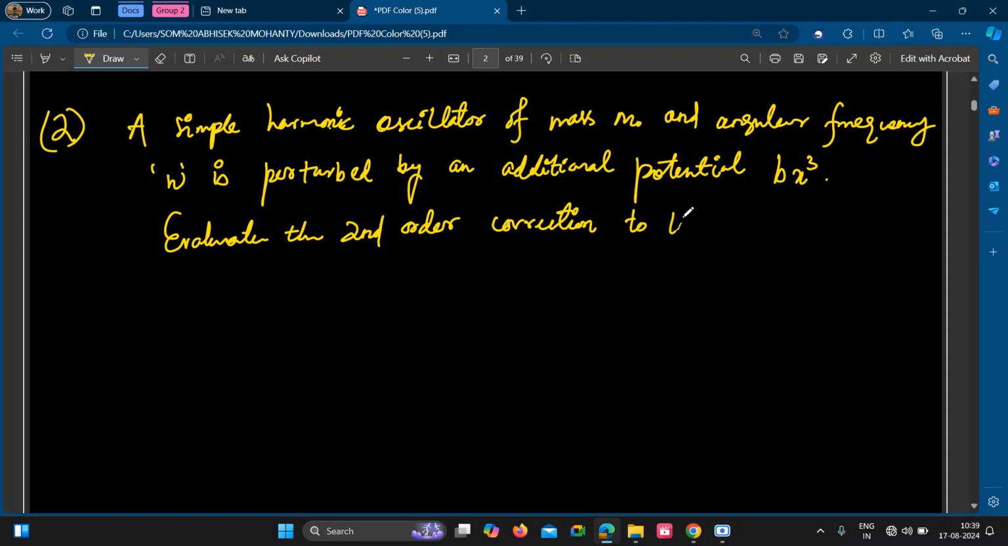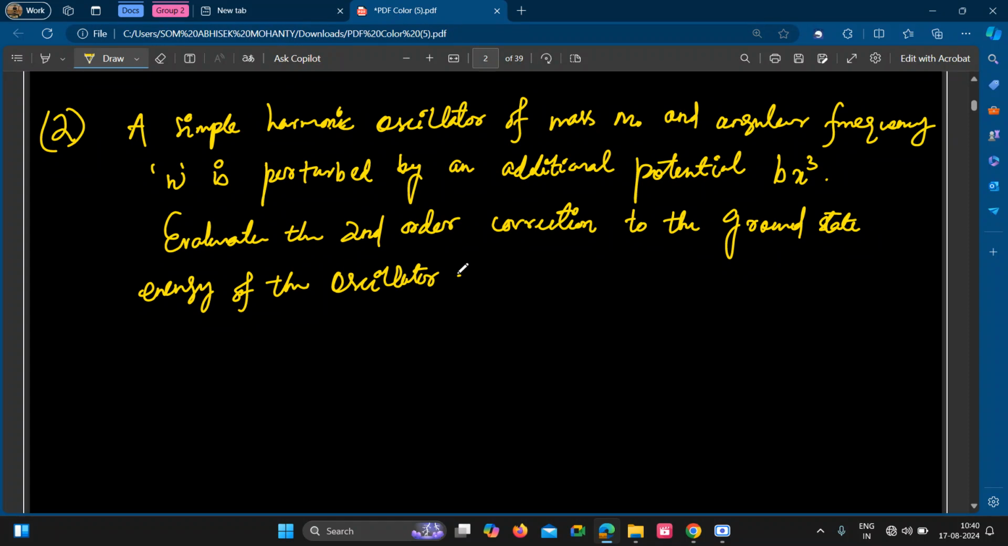Evaluate the second order correction to the ground state energy of the oscillator. Simple harmonic oscillator of mass m naught, angular frequency omega, is perturbed by an additional potential bxq. Evaluate the second correction to the ground state energy of the oscillator. Try first.